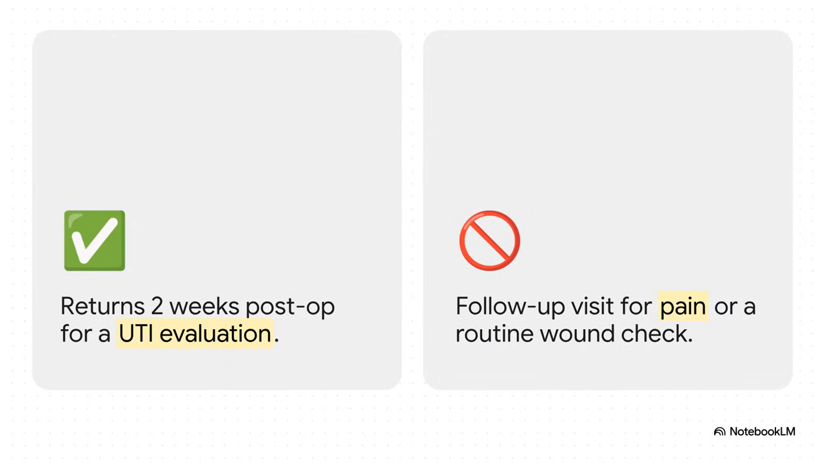The distinction here is actually super logical. If a patient comes back 2 weeks after a gallbladder surgery complaining of pain at the incision site, or you're just doing a routine wound check, you cannot bill that separately. That's already paid for in the global package. But if that exact same patient comes in 2 weeks post-op for a completely new urinary tract infection, well, treating a UTI is totally unrelated to taking out a gallbladder, right? That is your perfect textbook use case for Modifier 24.